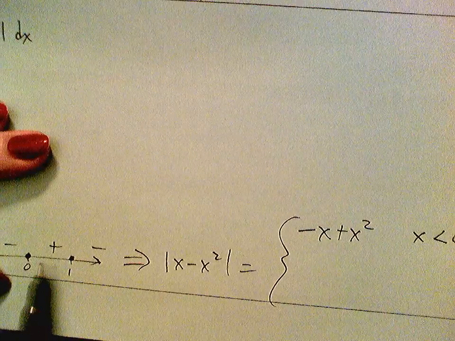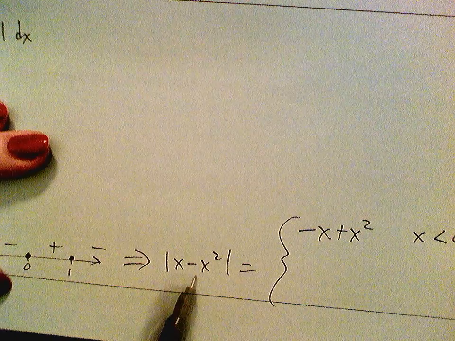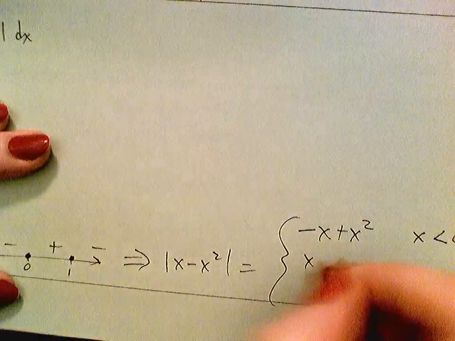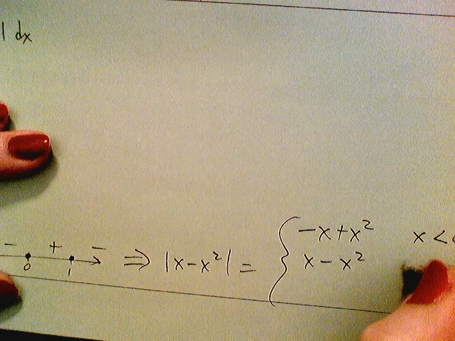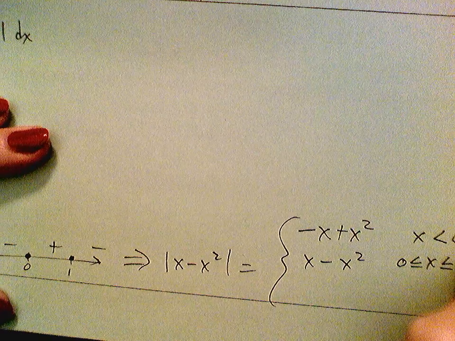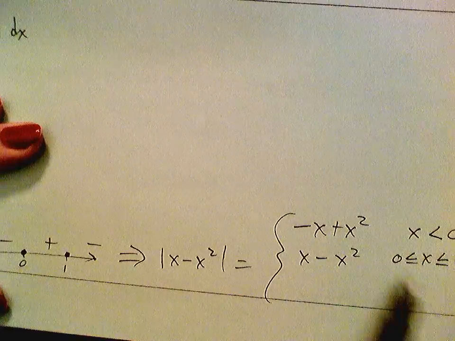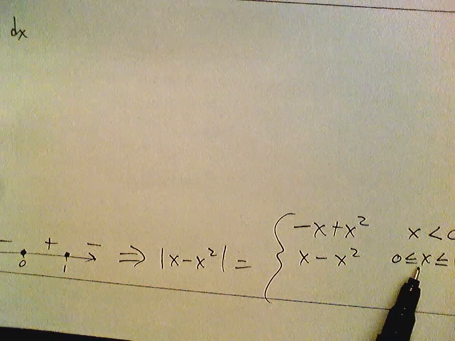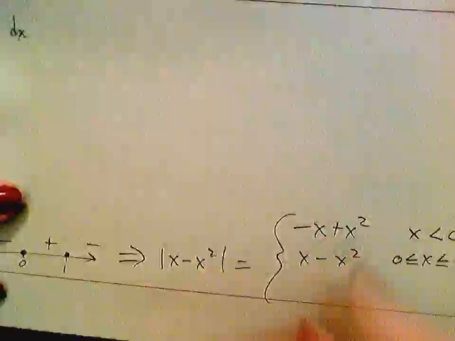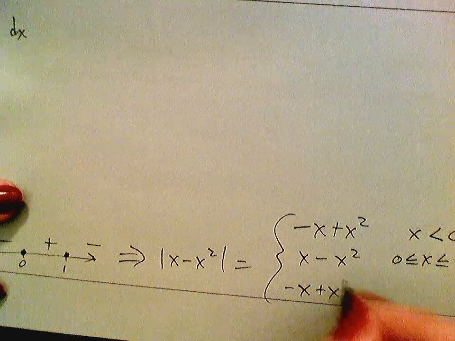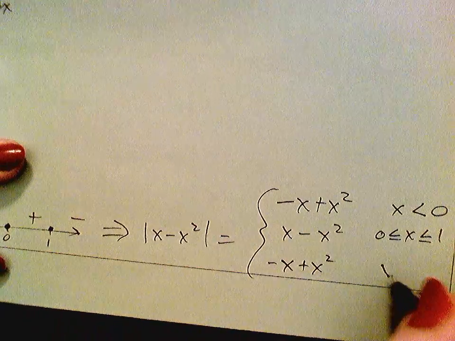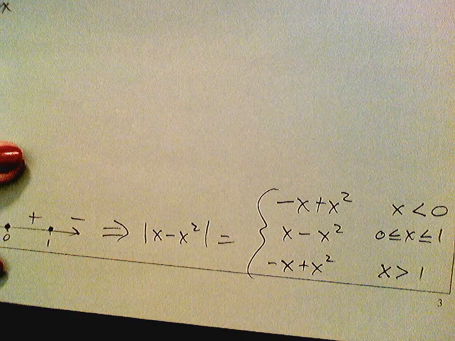And then on this interval, the input is positive anyway, so the whole thing is just positive without me changing it, for 0 less than or equal to x less than or equal to 1. Or you could put the less than or equals wherever you want, but you just can't have them in more than one spot. And then the last one was a negative interval, so if I negate it, it'd be positive, for x is greater than 1.